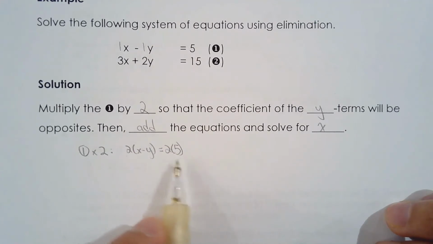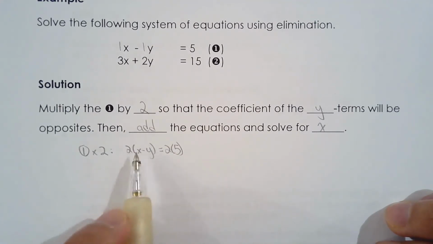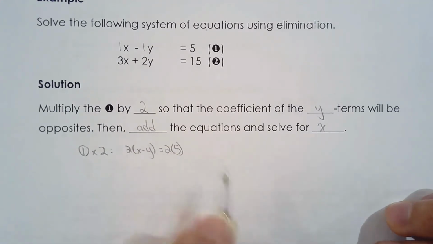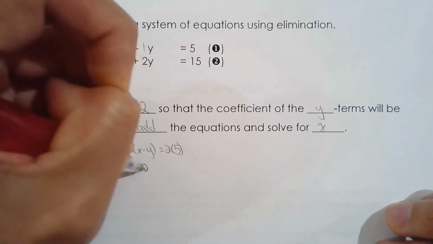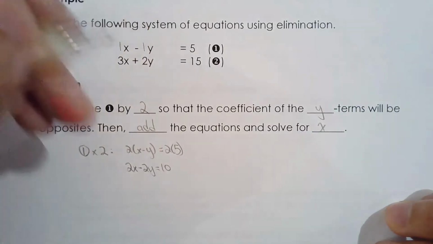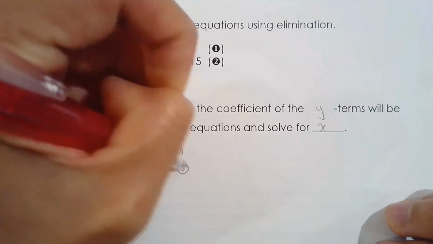Please don't forget to multiply the right side by 2. That's the most common mistake. Students are really good at multiplying the left side, but they always forget the right side. But remember, whatever you do to the left side, you have to do to the right side as well. So 2x minus 2y is equal to 10. I'm going to call this equation number 3.